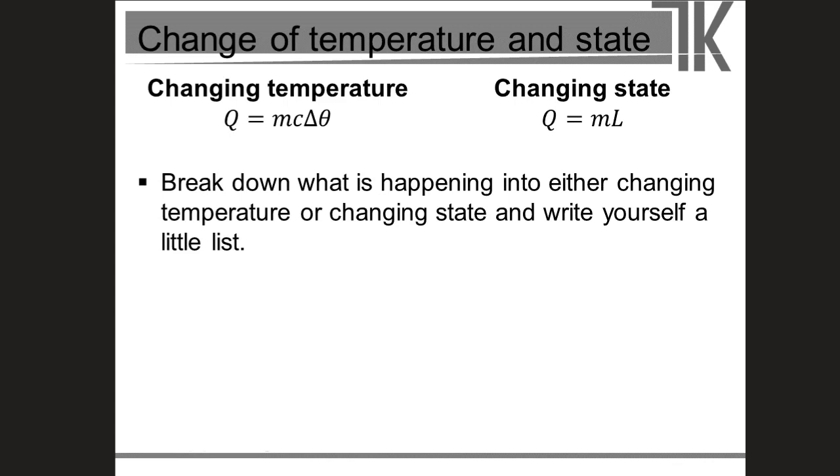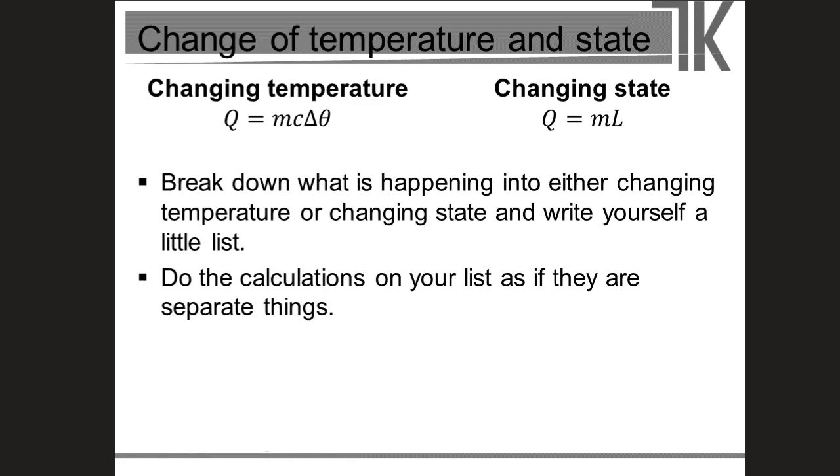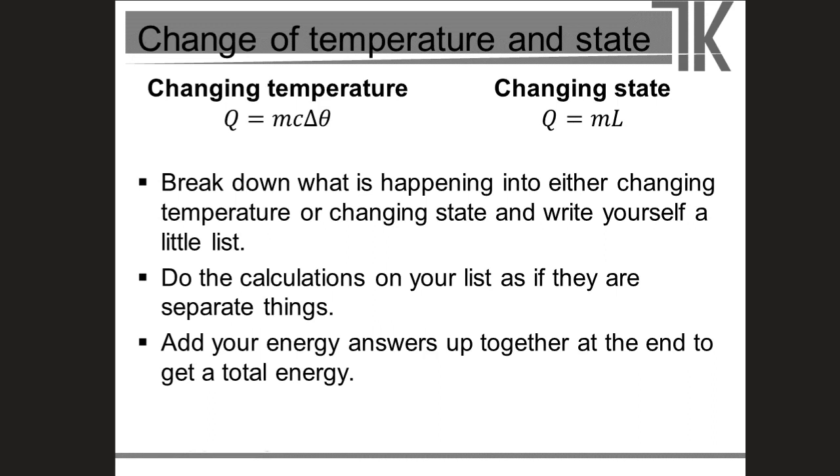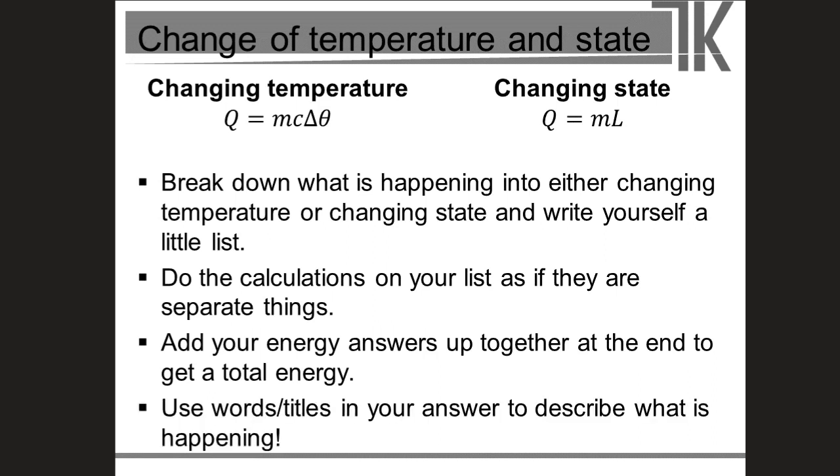Now, when you get a question that involves both of them, you want to break down what's happening into either changing temperature or changing state, and write yourself a little list of what's happening and in what order. Then do those calculations on your list as if they're separate things. At the end, you can add up your energy answers to get a total energy. And when you're doing this, use words, use subscripts, use titles, use headings in your answer to describe to your examiner what's happening and what you're doing. Now, I would recommend that you don't make a note on this right now, that we try an example together, and then you come back and you make a little how-to note, or you annotate your example.